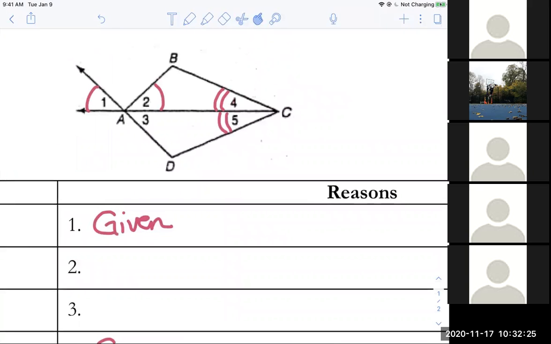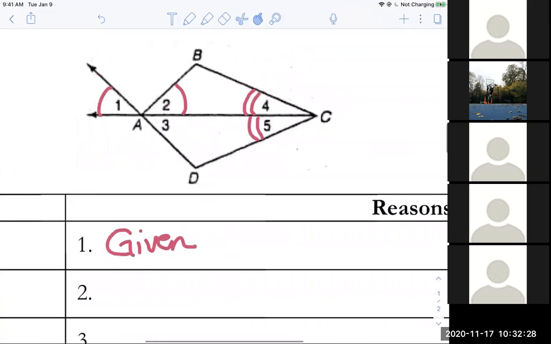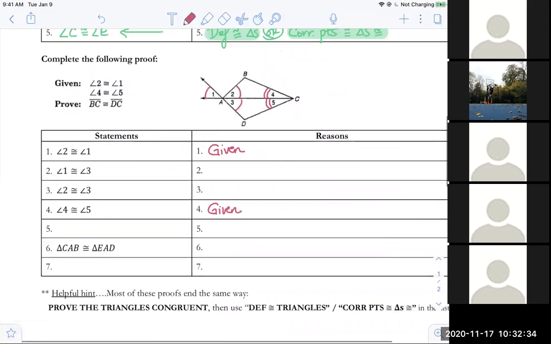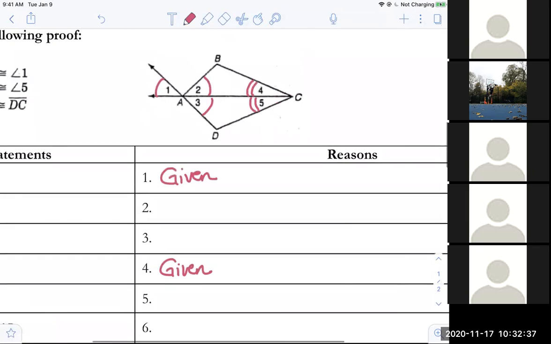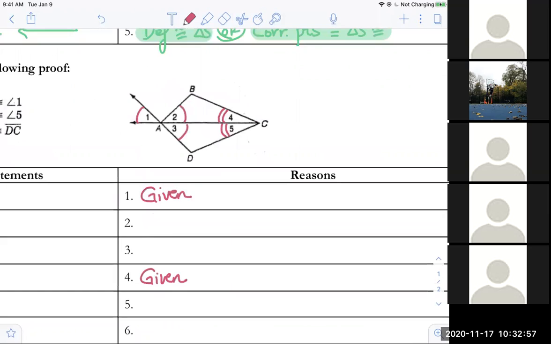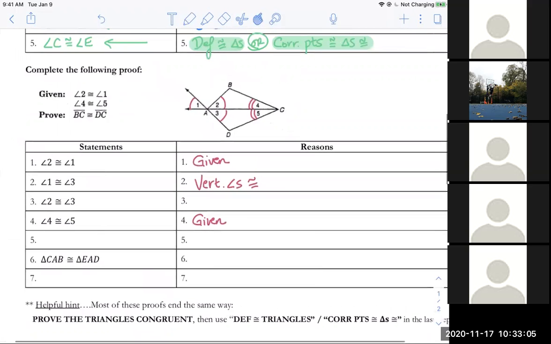Angle 1 congruent to angle 3. Let's see, how about Max? Why are angle 1 and 3 congruent? It's not because of vertical angles, right? Yes, it is. 1 and 3 are vertical. There's your two lines. Oh, 1 and 3. I thought you said 1 and 2. 1 and 3, yes, they are vertical angles. So what do I write? Would you put vertical angles are congruent? Right, good.